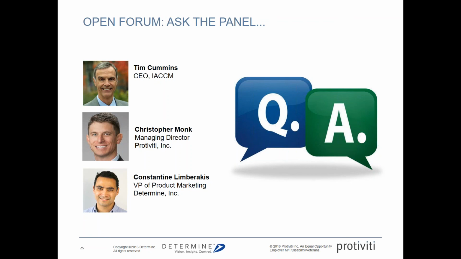So I think that dual segmentation is certainly typical of the most sophisticated organizations and really delivers the maximum benefit. Are there other questions that have come through?